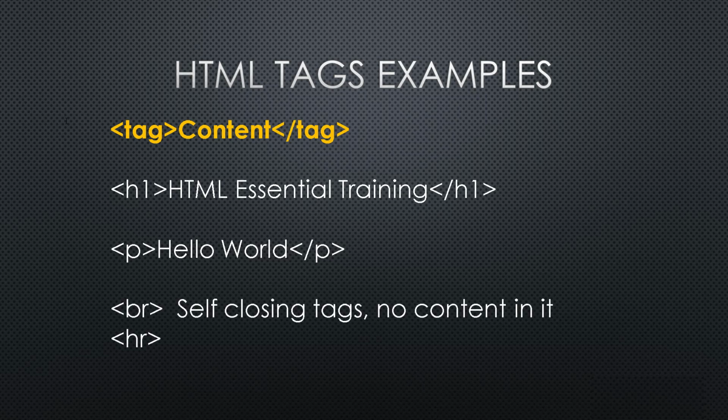Not all tags need to have a closing tag. For example, some of the tags do not have content, like the break line, for going to the next line. That is the BR tag, a break tag, that does not have any closing tag. This is what is called self-closing tags, because there is no content in it. Another example is a horizontal line, the HR tag. There are hundreds of HTML tags available, and we will be learning all the main ones.